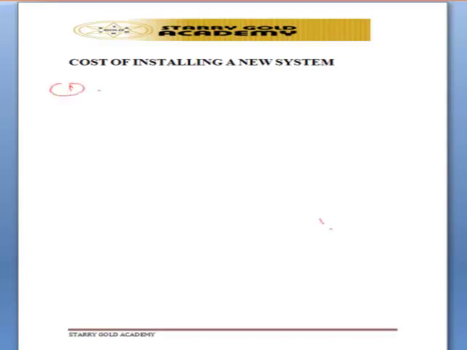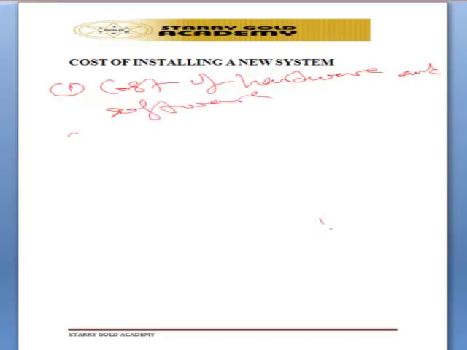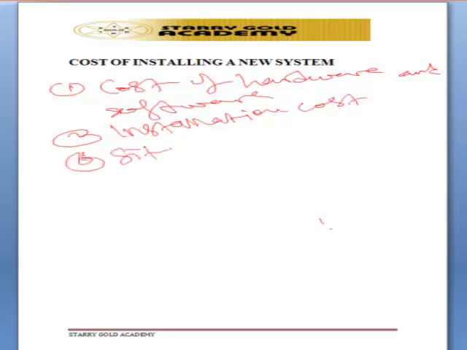One, cost of hardware and software. Then number two, installation cost. Then we have site preparation cost.